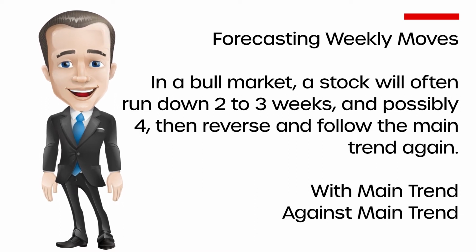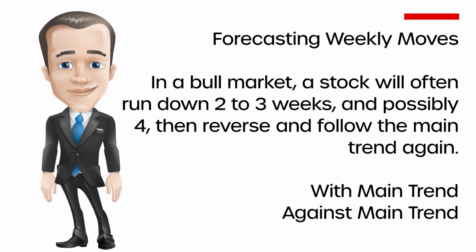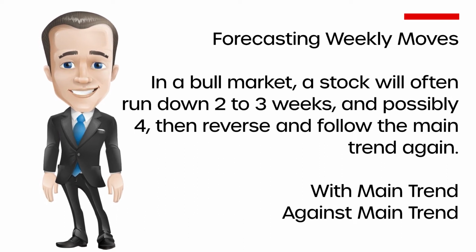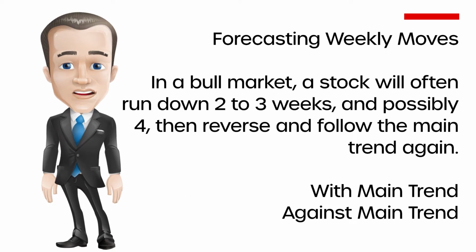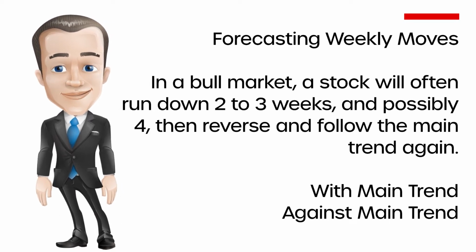In a bull market, a stock will often run down 2 to 3 weeks and possibly 4, then reverse and follow the main trend again. As a rule, the trend will turn up in the middle of the third week and close higher at the end of the third week, the stock only moving 3 weeks against the main trend. In some cases, the change in trend will not occur until the fourth week. Then the reversal will come and the stock close at the end of the fourth week.